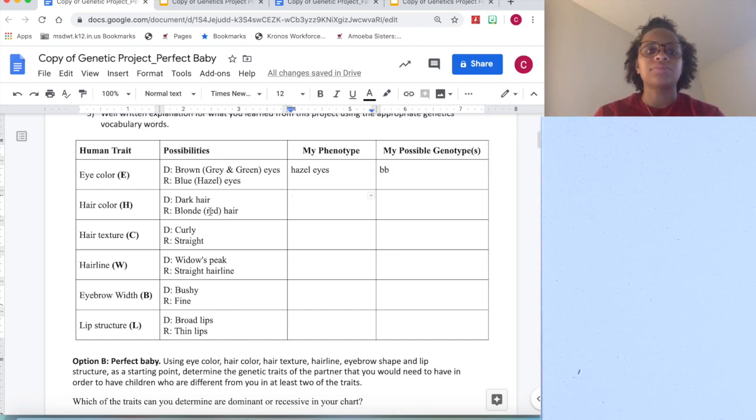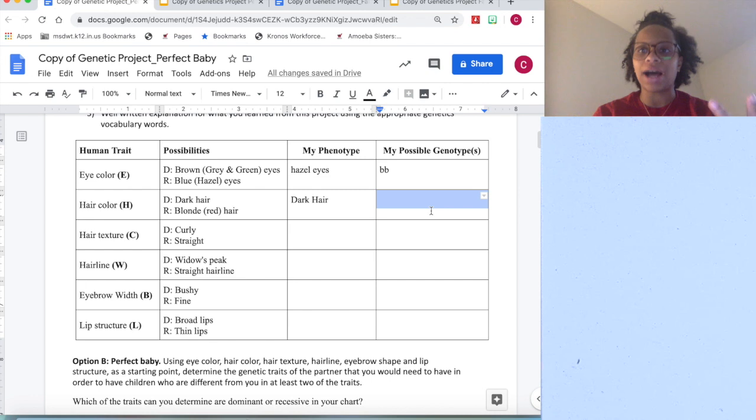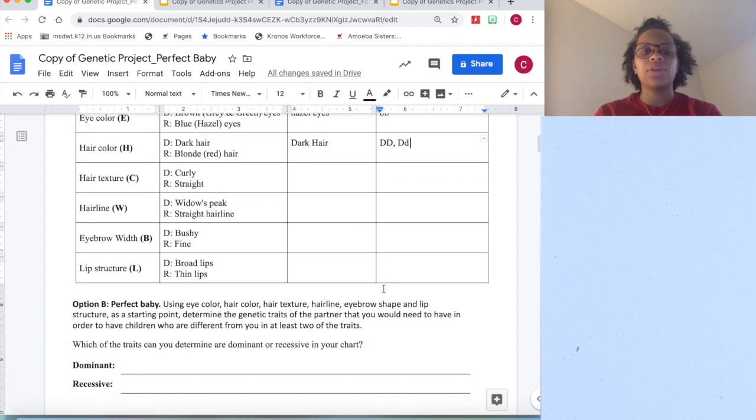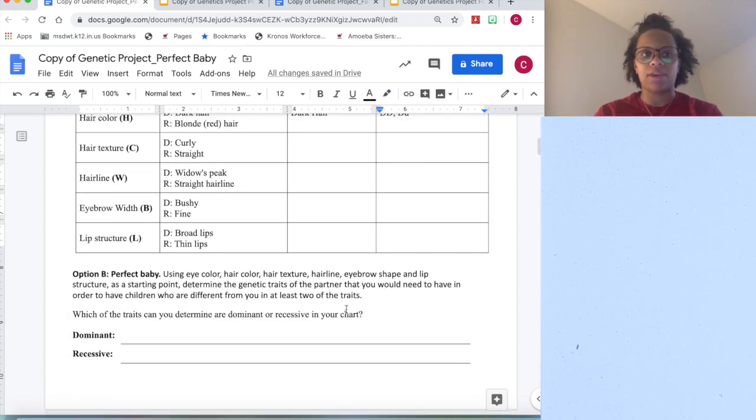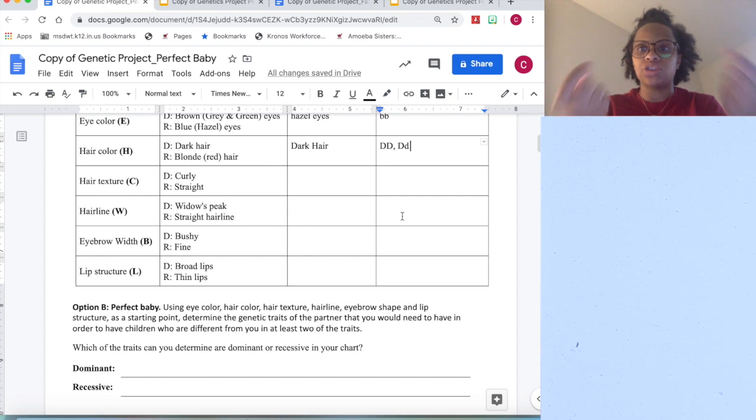Now, here, hair color. Well, I have dark hair. So I know that I have dark hair, so I'll just put dark hair. Now, my possible genotypes. Since this is dominant, there are two possible genotypes that you can have. You can be homozygous dominant, or I can be heterozygous. Now, this is going to come into play later in your project. Once you're done filling this out, you're going to go ahead and make the perfect baby. So you fill out all of this chart pertaining to you. This information pertains to Miss Cousins.